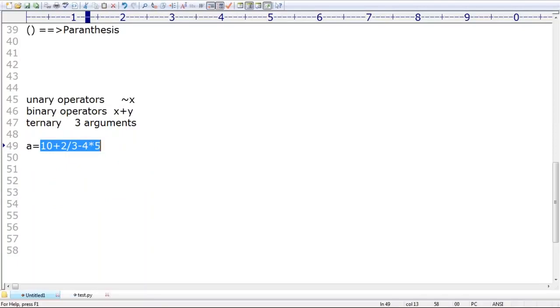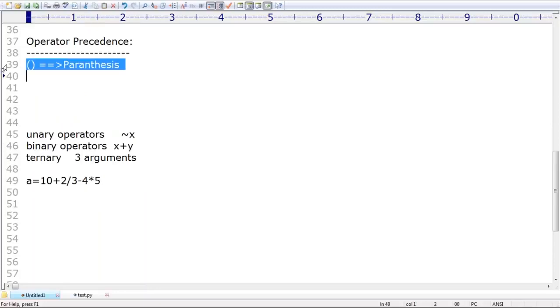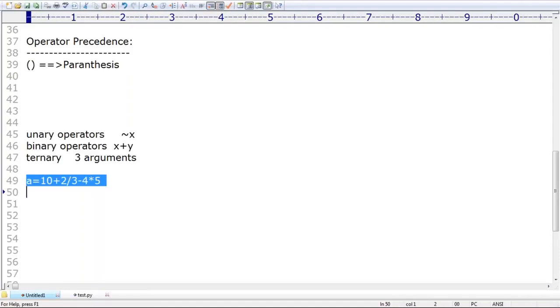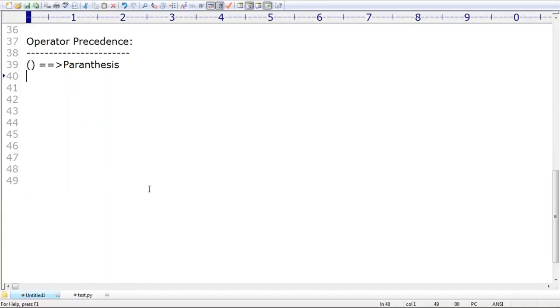Remember this: the highest precedence goes to parentheses. If parentheses are there, they get first priority. Next priority is unary, then binary, ternary, and after that assignment is the lowest priority. But these are generalized rules. In Python, small variations are there, because Python contains special operators.